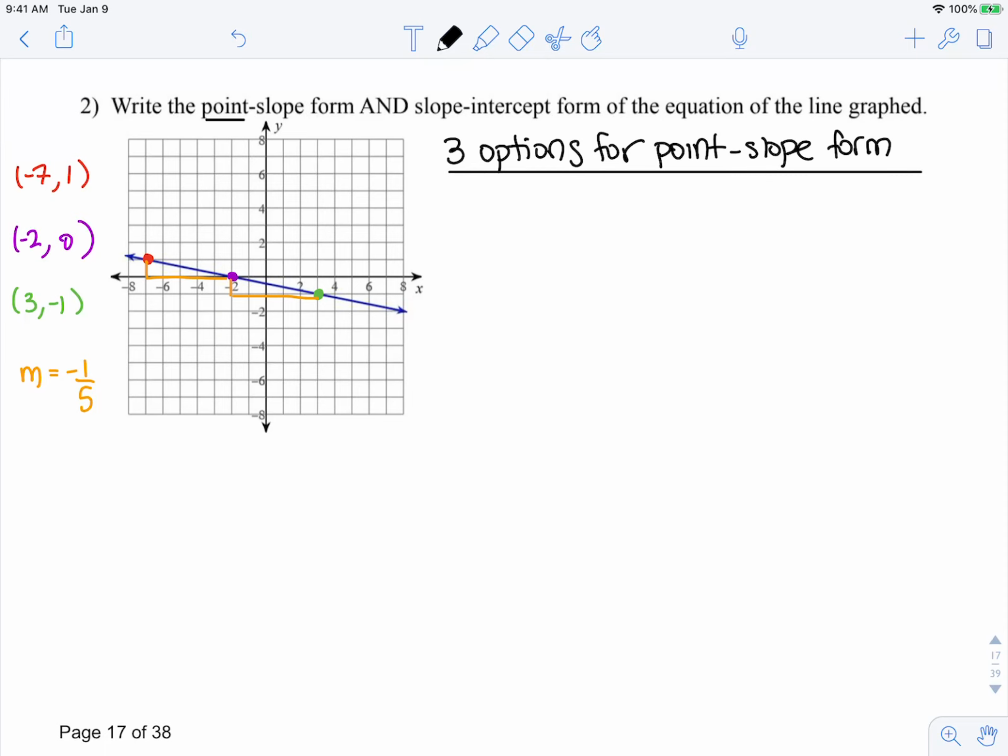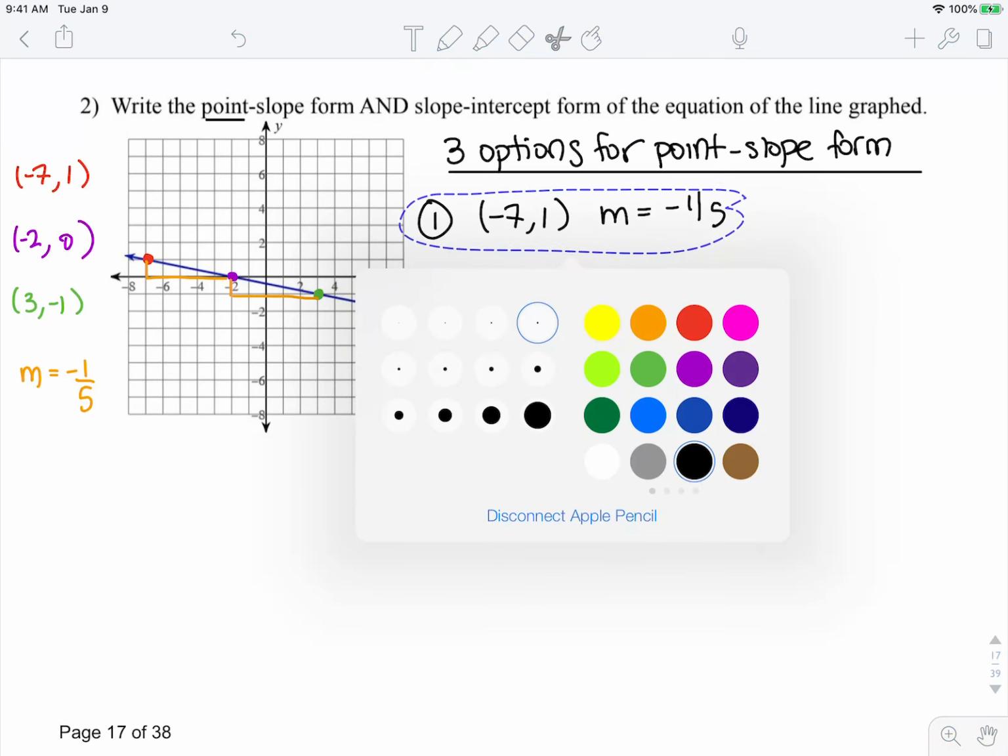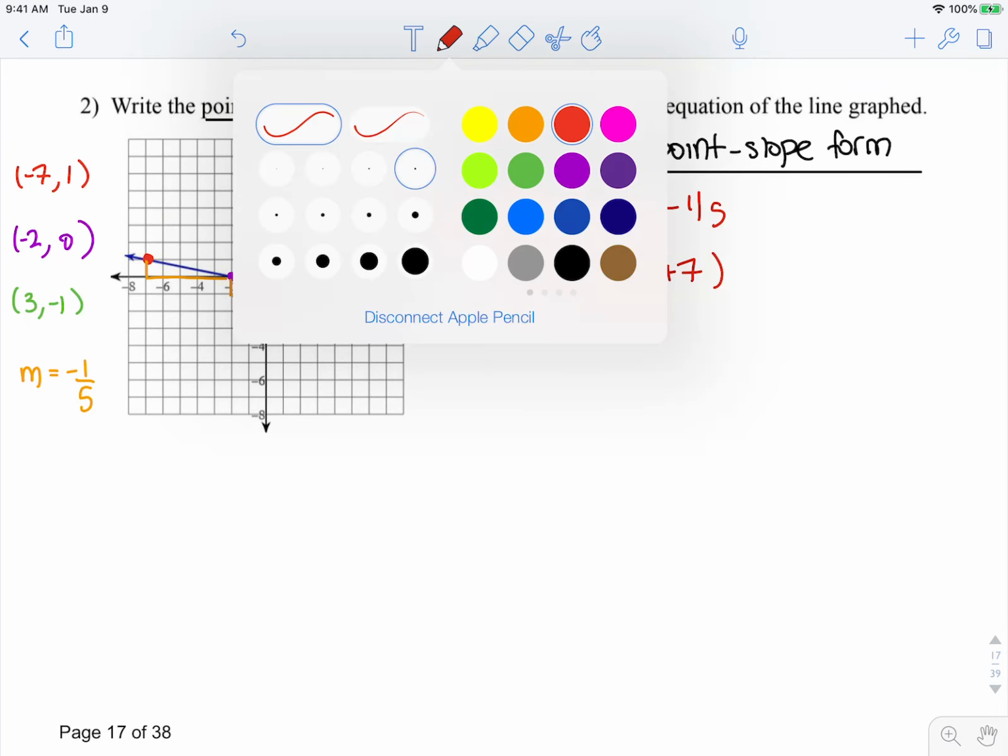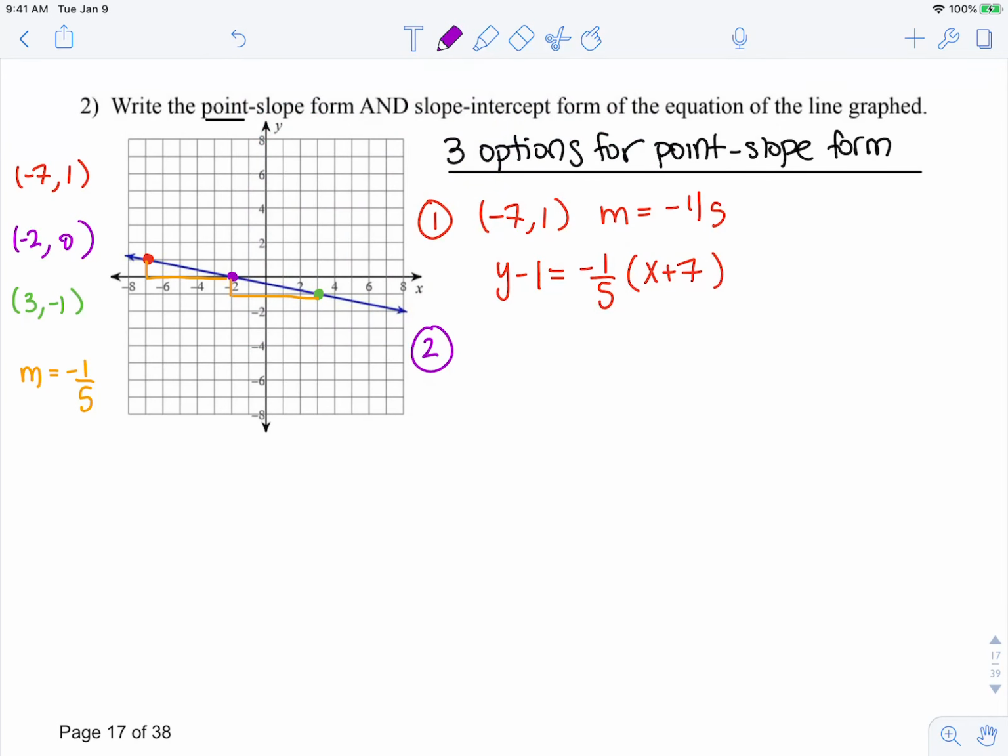So my first option is using my red point, and that's going to be -7, 1 with a slope of -1/5. Let me color code this. This is going to be my red one. So if I use point slope form, this is going to be y minus 1 equals -1/5 times x plus 7.